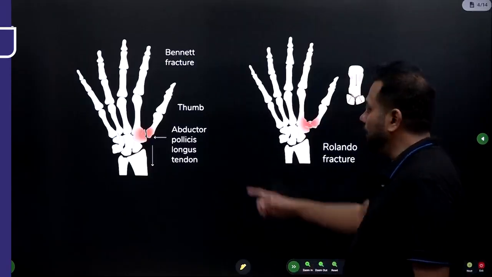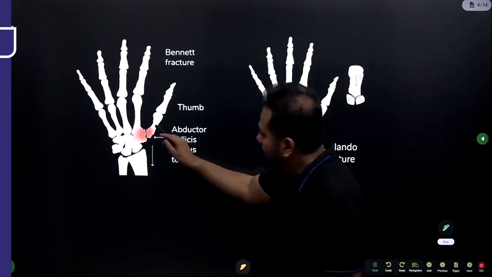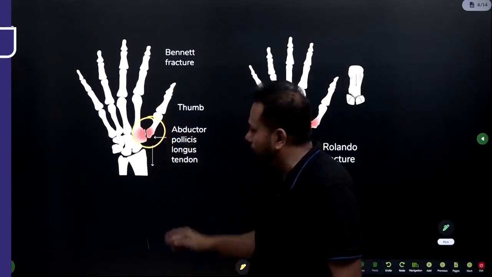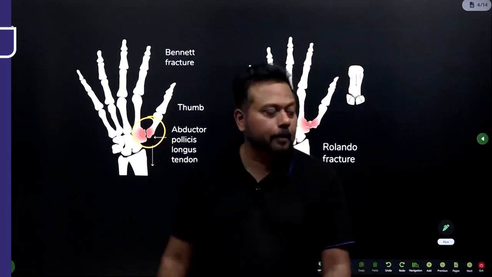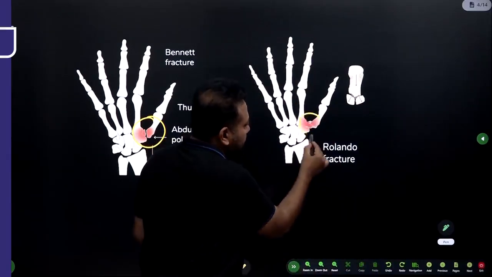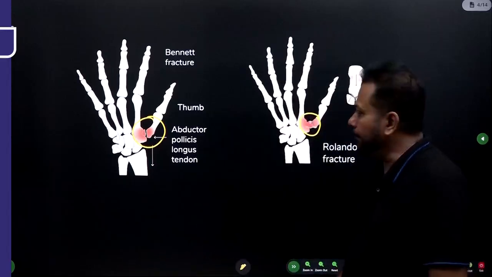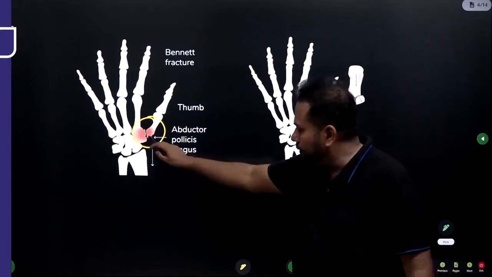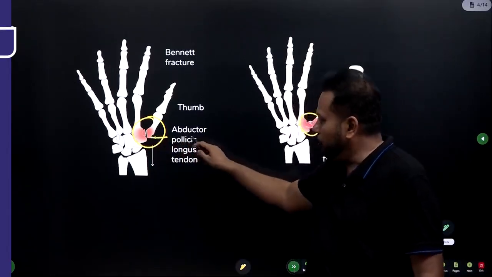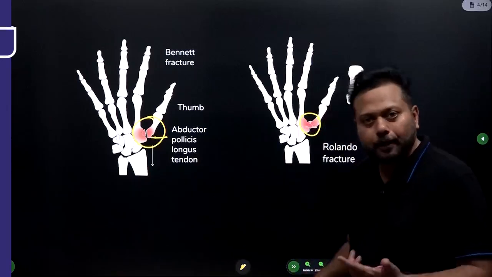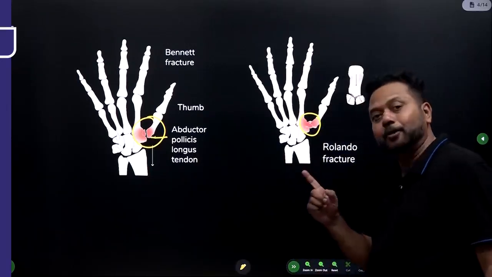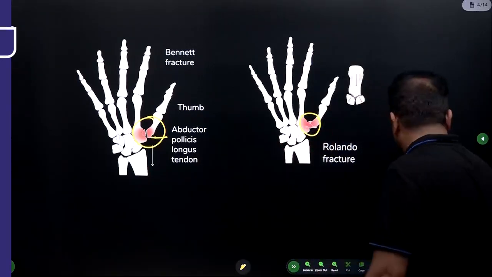You see the difference, dear friends. In Bennett fracture, it is just an oblique intra-articular fracture at the base of the first metacarpal. Here, this is a comminuted fracture at the base of the first metacarpal. That's the difference, okay? And this is a very important question: it is pulled by abductor pollicis longus tendon. That's the problem that hinders union in case of Bennett's fracture.